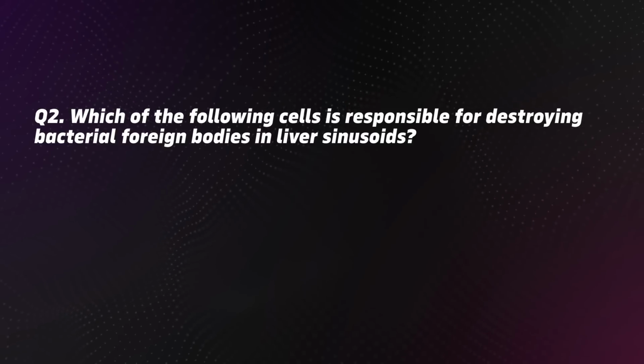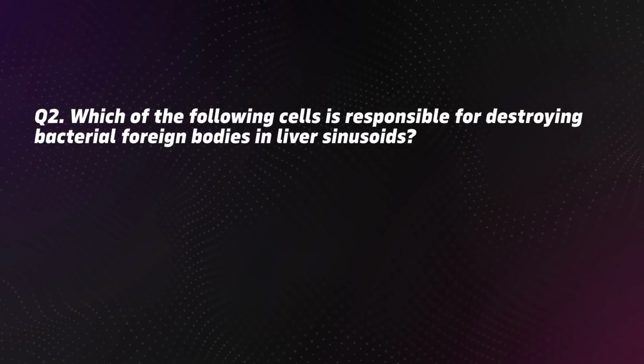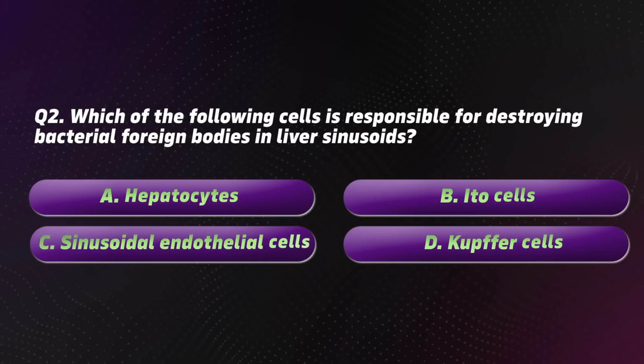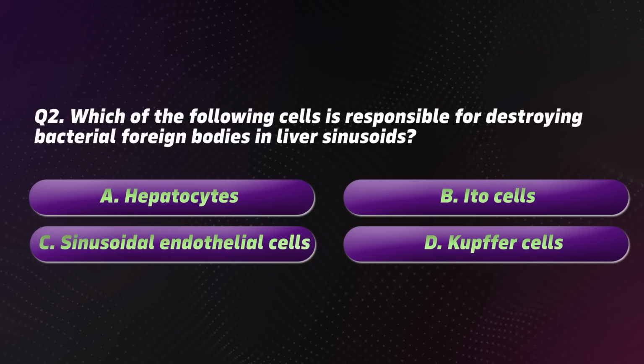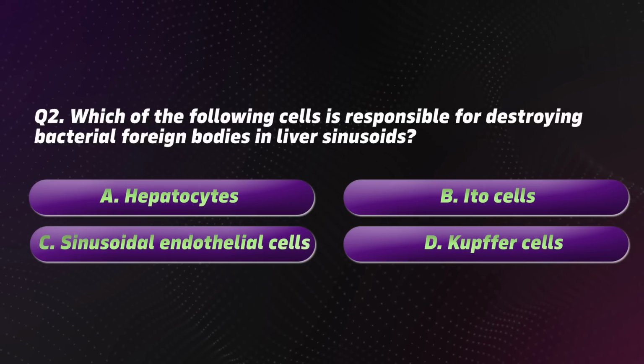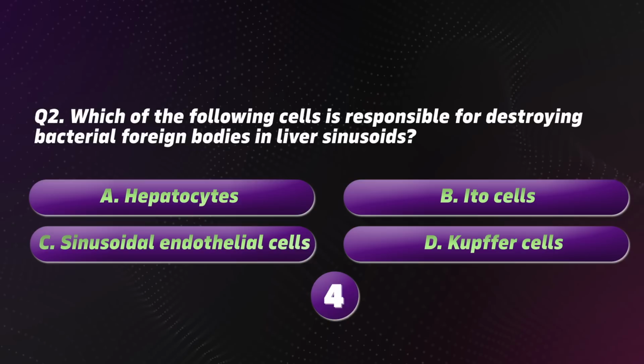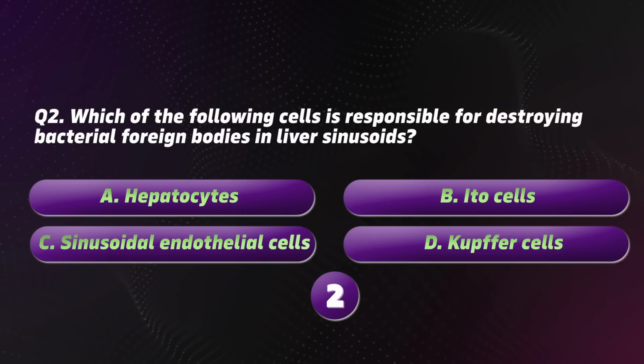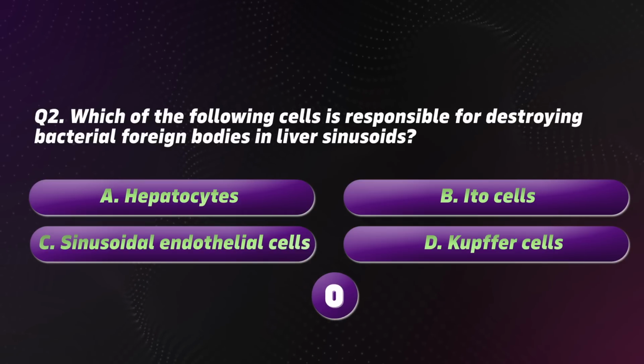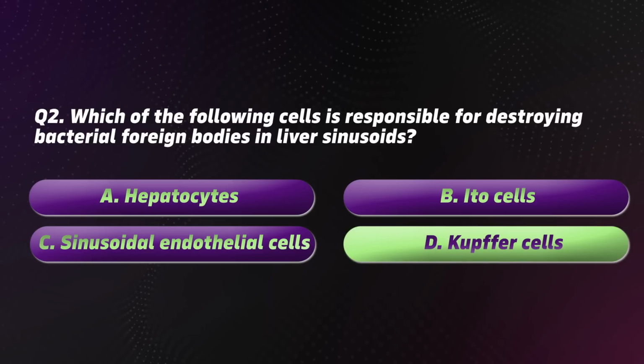Question 2. Which of the following cells is responsible for destroying bacterial foreign bodies in liver sinusoids? Here are the options. A. Hepatocytes. B. Ito cells. C. Sinusoidal endothelial cells. D. Kupffer cells. And the correct answer is option D, Kupffer cells.